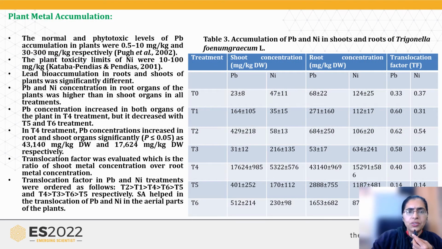Plant metal accumulation. Lead concentration increased in both organs of the plant, but it decreased with T5 and T6 treatment. Translocation factor was also evaluated, which is the ratio of shoot metal concentration over root metal concentration, and it was highest for T2 and lowest for T5. Salicylic acid helped in the translocation of lead and nickel to the aerial parts of the plants.